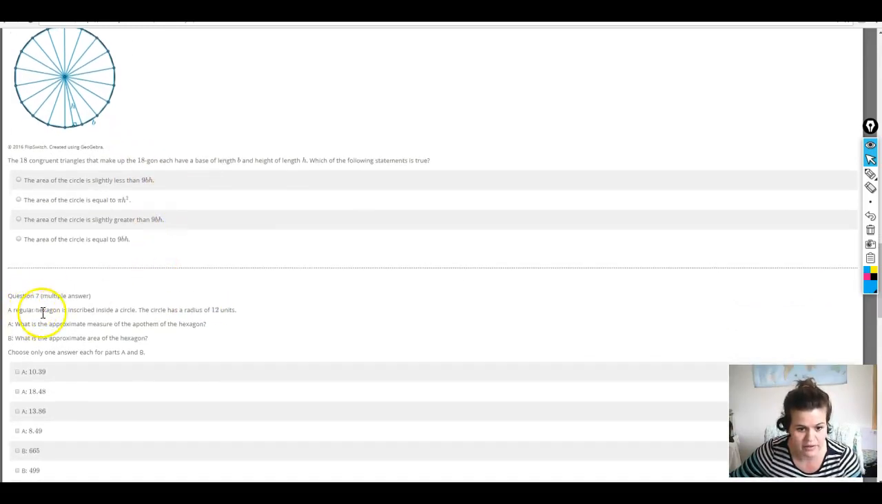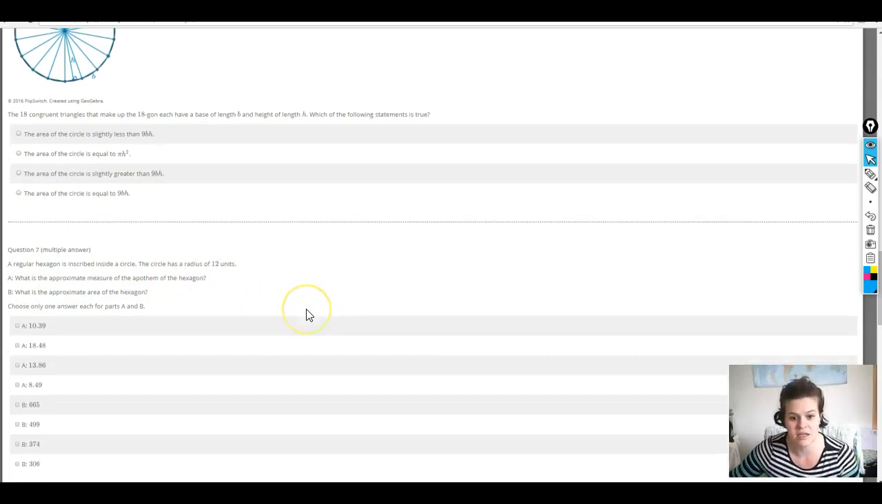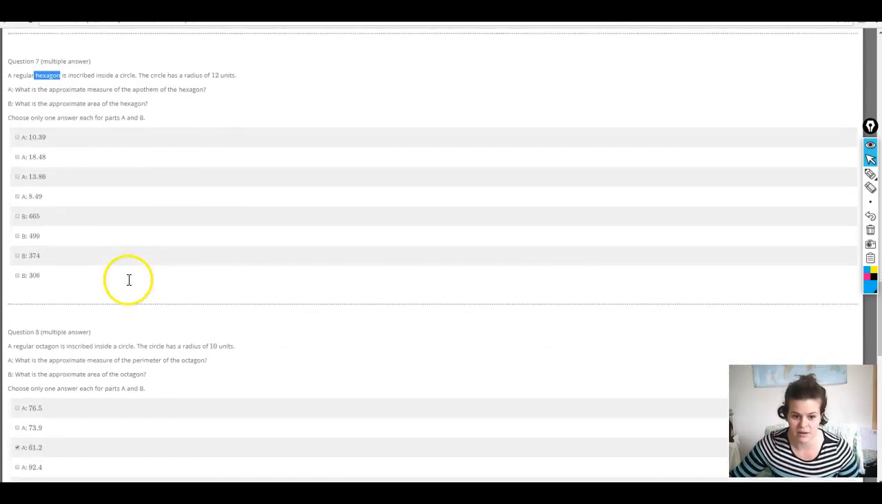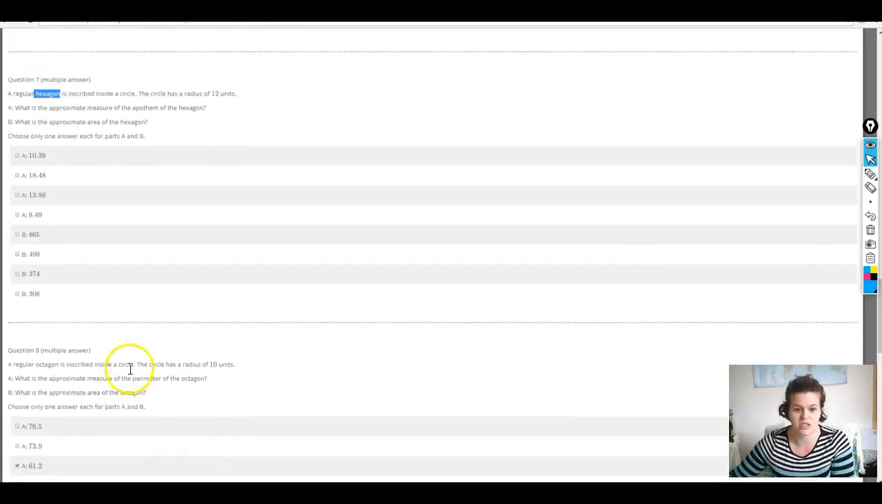Question 7. A regular hexagon is inscribed inside a circle. The circle has a radius of 12 units. That is the same setup except for it's a hexagon. So I would recommend Googling regular hexagon angle measures because you're going to need that in order to find your height, and then follow the same steps we did for question 8.